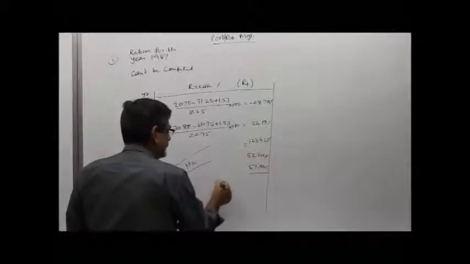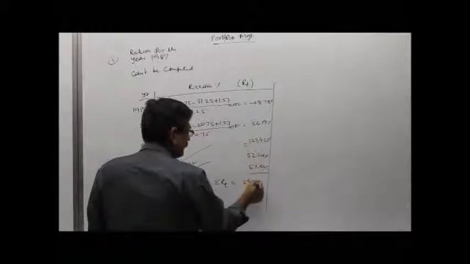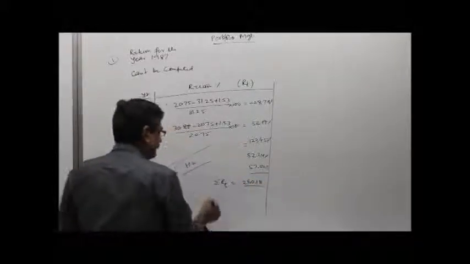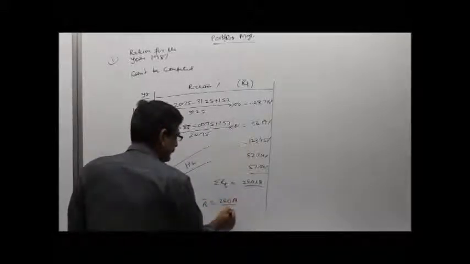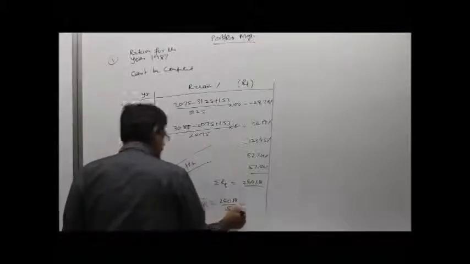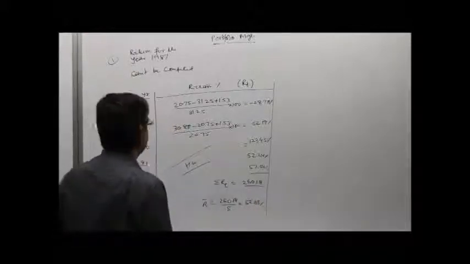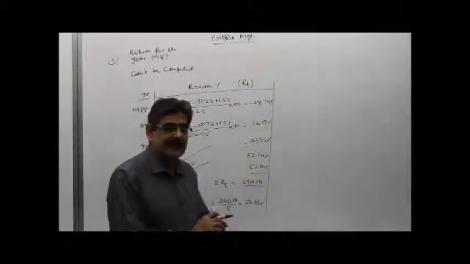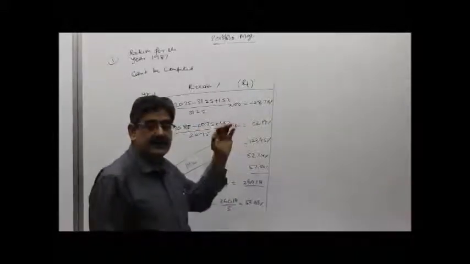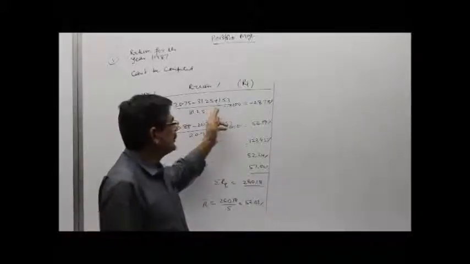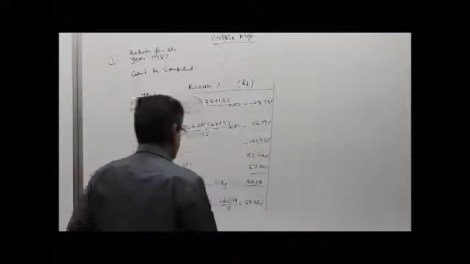If you add it together, then the summation of RT comes out to be approximately 260.18. Thereby we get R bar as 260.18 divided by 5, and the answer is approximately 52.03%. So we have computed the average return for the last 5 years based on the formula that we have discussed. The return percentage during the year is the price appreciation plus dividend divided by the opening price, and that gives you the return percentage.